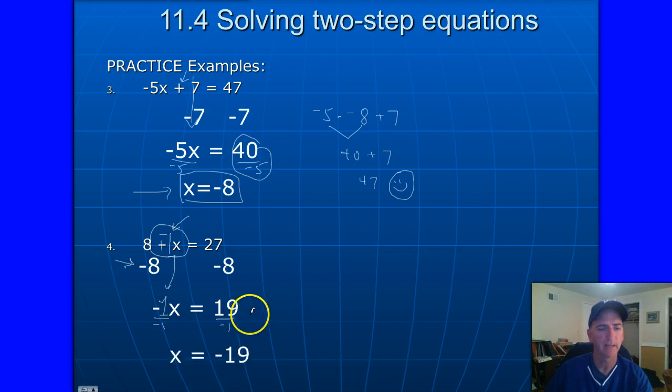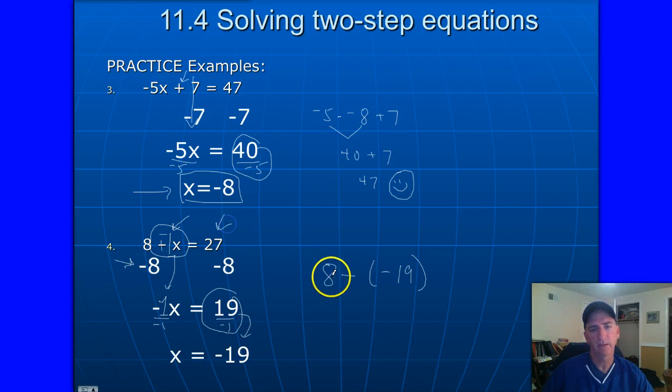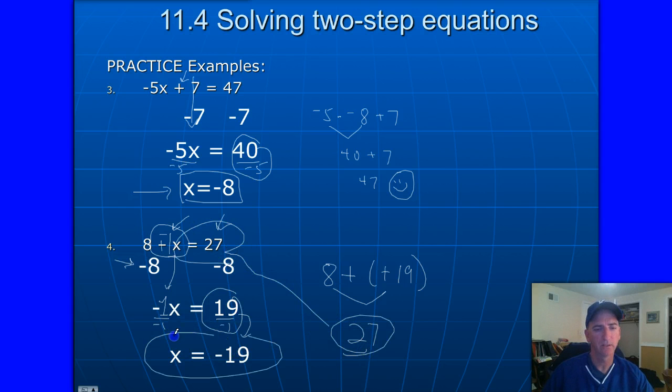That's pretty easy math, I think. 19 divided by negative 1 is negative 19. Again, you want to put it in there. 8 minus negative 19. Okay, see if that equals 27. Minus negative, boom, boom. 8 plus 19, 27. It's true. The answer, x is negative 19.